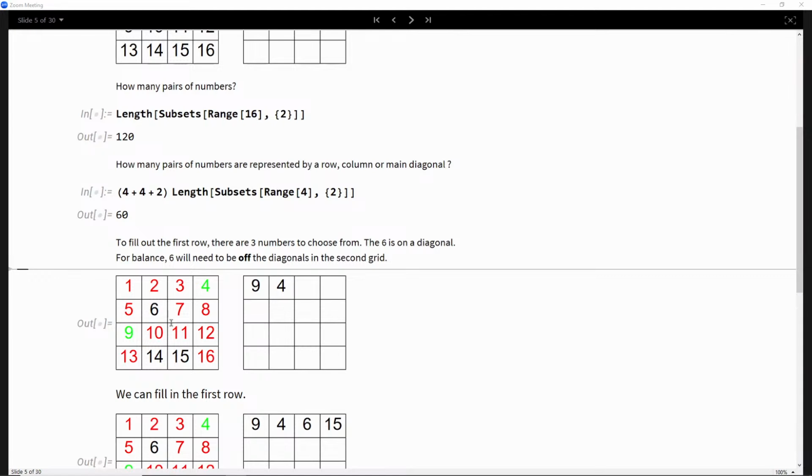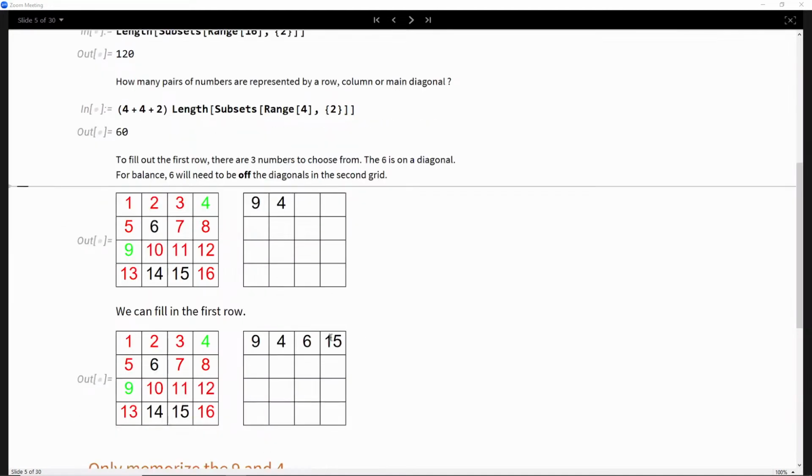One other thing to notice is that 6 is on the diagonal here and 15 is not on the diagonal. To balance, since 6 is in 3 different lines, it's in 1 row, 1 column, and 1 main diagonal, but 15 is only in 2. It's on a row and a column. So 15 would need to be on a main diagonal over here, and 6 would need to be off a main diagonal over here. So we can finish off the first row. 15 is here, 6 is here.